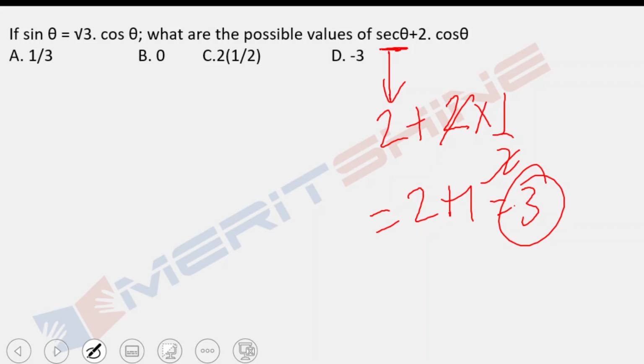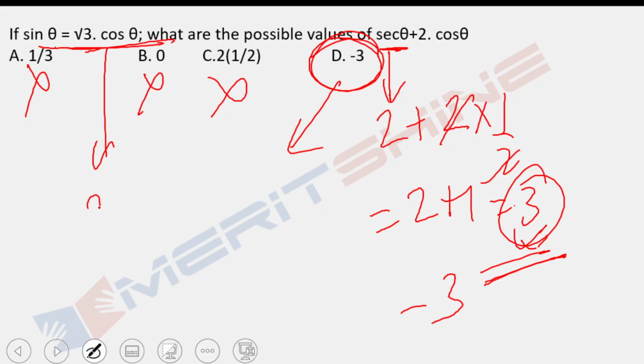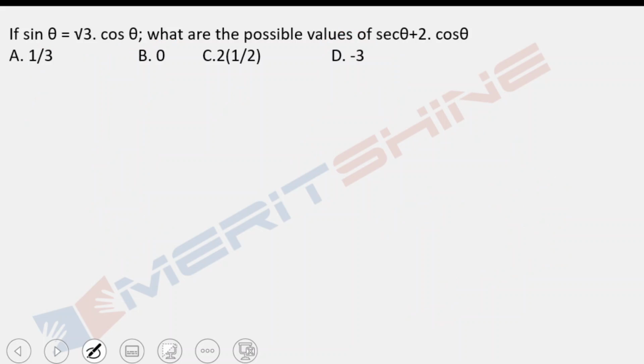So this is my absolute value. My answer would be either 3 or minus 3. So let's see: 1 by 3 no, 0 no, 2 and a half no, minus 3. So minus 3 is there. Therefore I know now that this expression had been given at theta is equal to 240 degree, or multiples of that. So my answer would be minus 3. Clear? Okay, so easy, na? Chalo, next question.